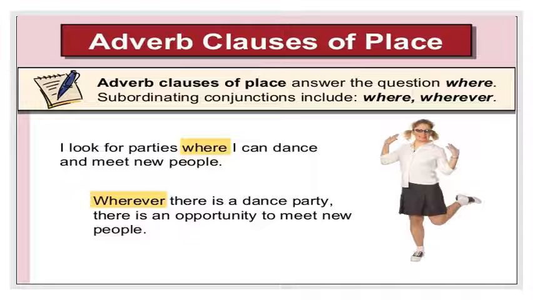I look for parties is the independent clause. Where I can dance and meet new people is the dependent clause, which needs a completion, and it describes the place that you prefer to go to. The other sentence is, wherever there is a dance party, there is an opportunity to meet new people.